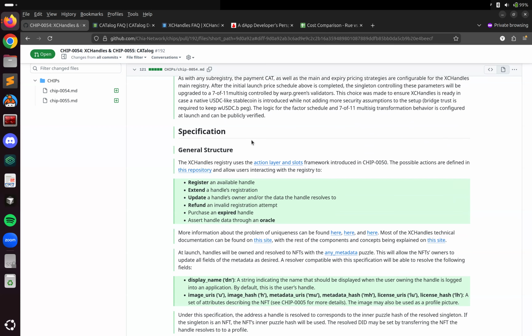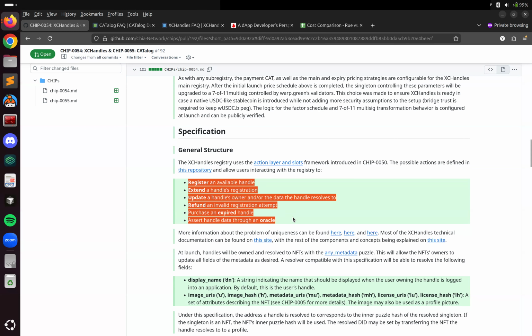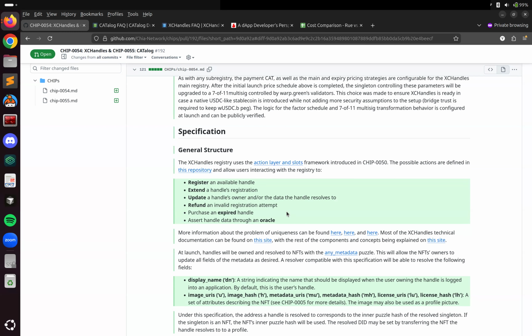Now, I know we've talked quite a bit about handles, but probably it's better to get through the handles CHIP and then move on to the catalog CHIP. So diving a bit more into what the handles decentralized app does on-chain, the actions are enumerated here. So as I mentioned, it can register a handle that hasn't been registered before. You can extend your registration. So if you have a handle and it expires in a few weeks, you might want to extend the registration for a year or more, and you can do that.